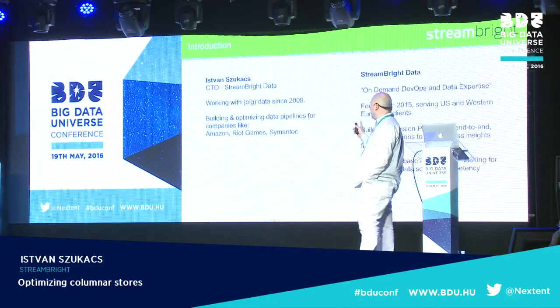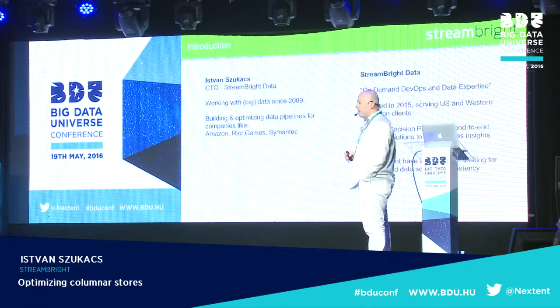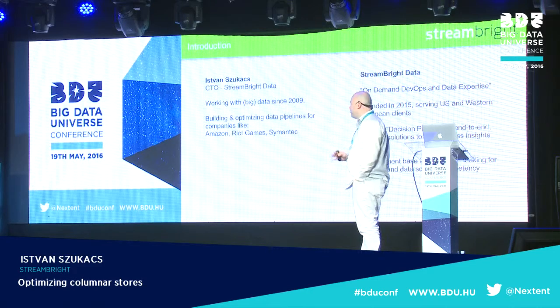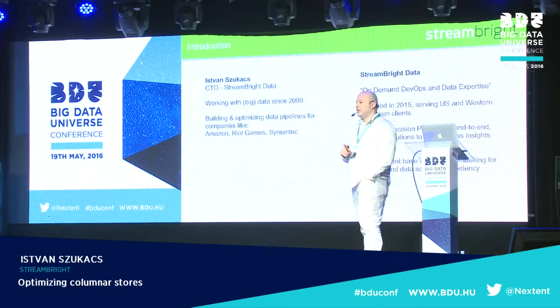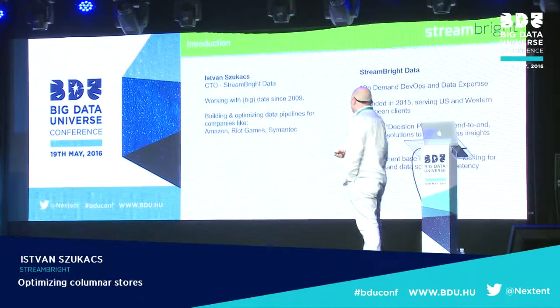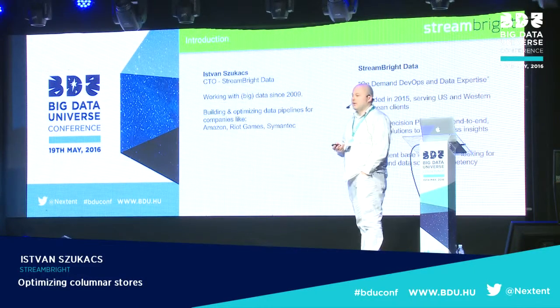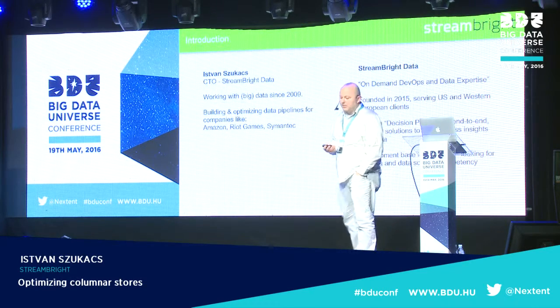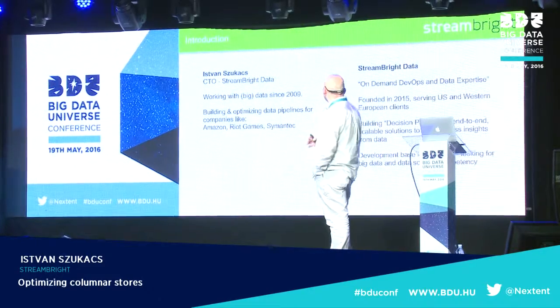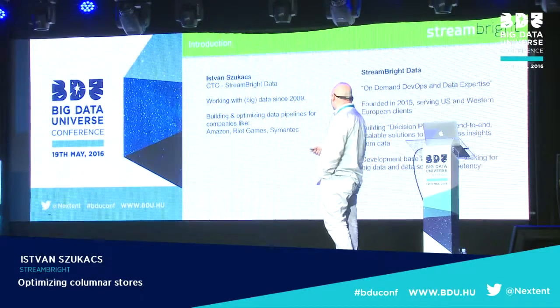So, who am I? My name is Istvan Szukacs, and I work with data systems. I don't like to use the word big because the definition of big is different by companies. I used to work for Amazon, Riot Games, and also Symantec a little bit. And now we have a startup, basically an on-demand DevOps and data expertise company. Our clients are mostly in the US and Western Europe, but also we have some Hungarian clients. And we are building data pipelines and decision pipelines. Essentially, it's an end-to-end solution for companies who want to use data for their operations.